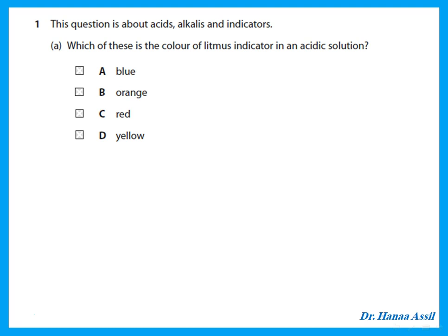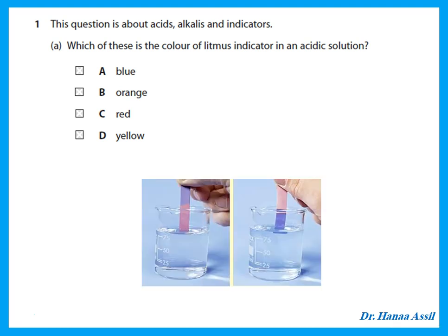So the first question is about acids, alkalis, and indicators. Which of these is the color of litmus indicator in an acidic solution? Remember, what are the colors in the litmus? If I put it in acid or in base? He's asking for acid, so you should know that litmus paper in acid is red, while in base it is blue. So that is answer C.